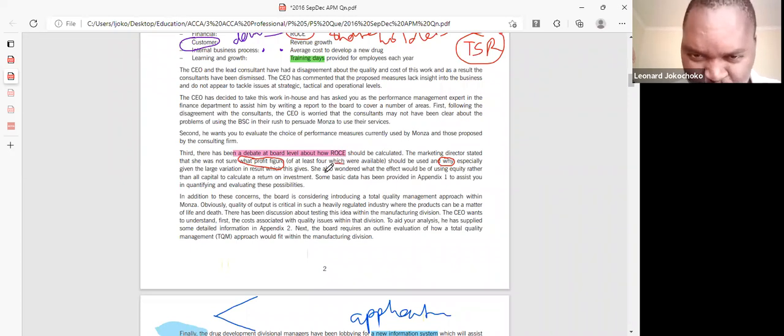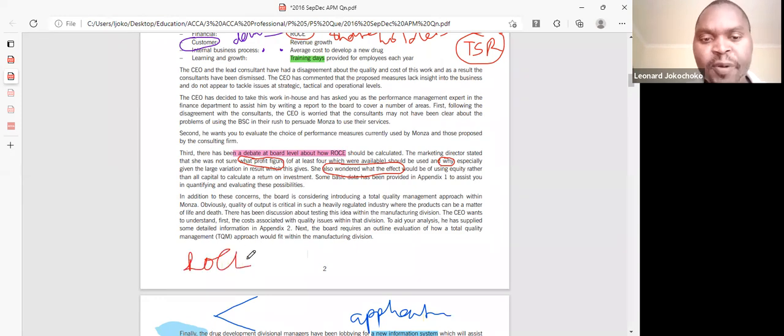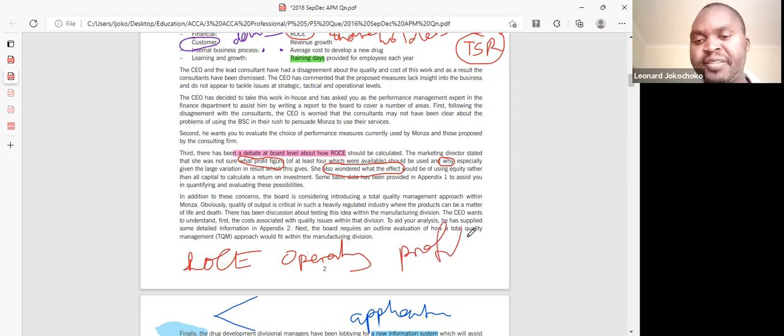You see that there was also a question here, or a concern. She also wondered what the effect would be of using equity rather than capital. So if you address those 3 elements, I would say you have answered the question. It is out in the paper. All right, so what profit figure should we use? When you calculate the return on capital employed, we use operating profit. Operating profit means profit before interest and tax, PBIT.